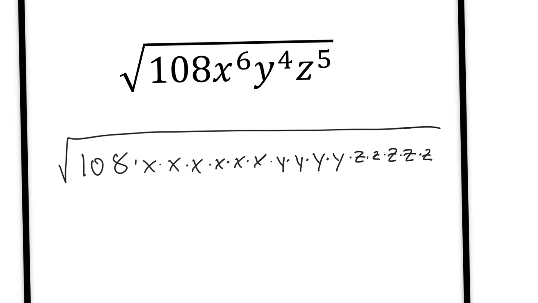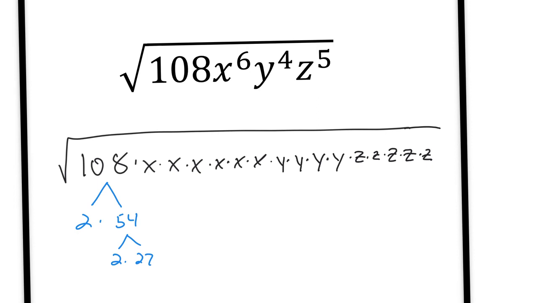Now I'm going to break down the number. 108 is even, so I know that 2 times some number equals 108, and that's going to be 54. 54 is also even, so I know that 2 times a number, which is 27.